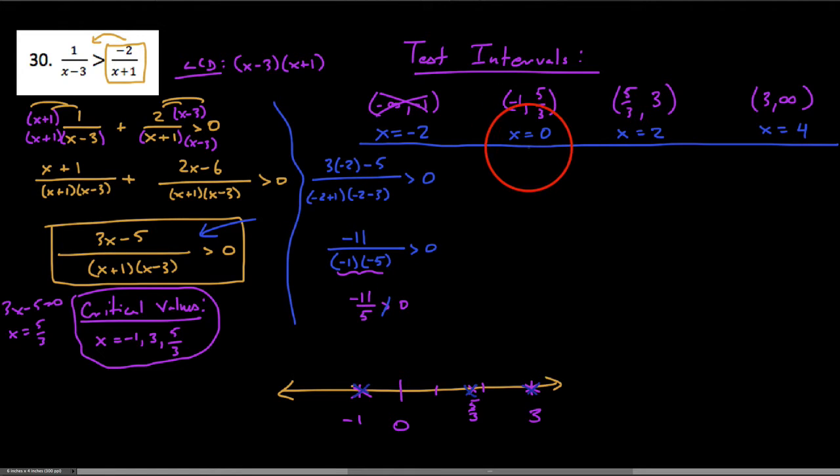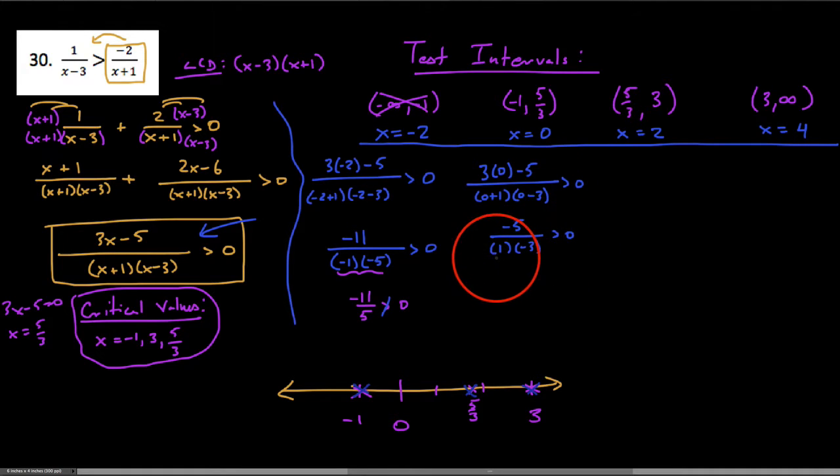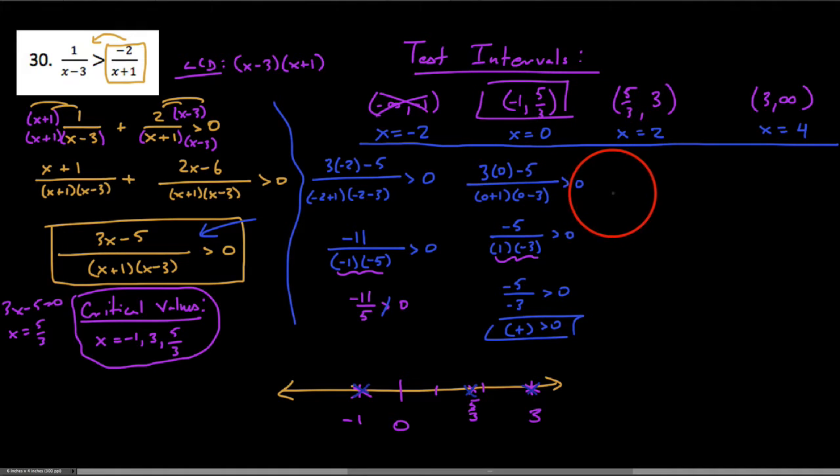solution interval. Now testing 0, again, we're going to say 3 times 0 minus 5, all over 0 plus 1, 0 minus 3. This is greater than 0. On top I get a negative 5. This time on the bottom I get a 1 times a negative 3. So a neat thing happens on the bottom: this is all a negative. So I end up with a negative 5 over a negative 3, which tells me that this is a positive, regardless of what it is. And a positive is greater than 0. So this means I get excited. This is part of my solution interval here.